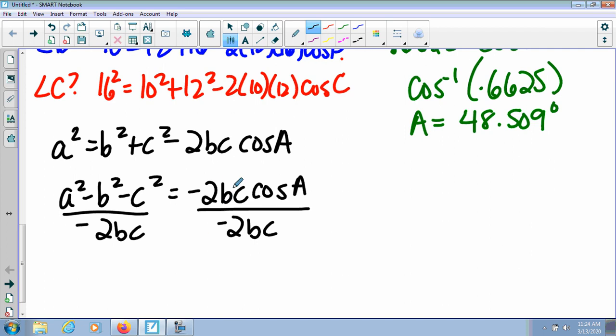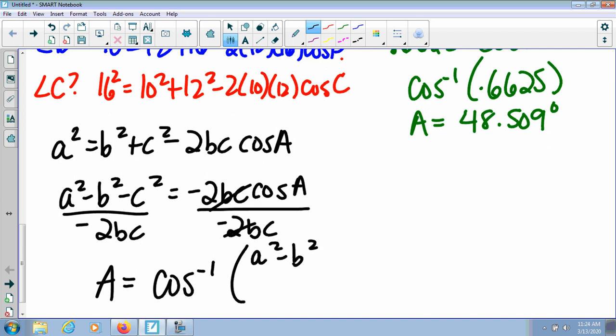Okay, and those will go away. And if you want to figure out what A is, we have to do the inverse cosine. So our angle A is always going to be the inverse cosine of a squared minus b squared minus c squared over negative 2bc. So that works every time.